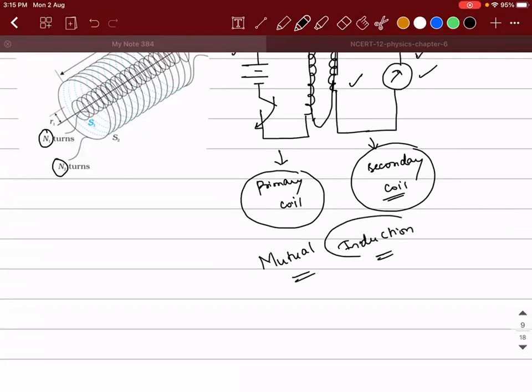Okay. Induction is a process. The process of generating EMF in the neighboring coil due to the change of flux produced by the primary coil is what we call mutual induction. This you would have learned in your 10th standard as well.